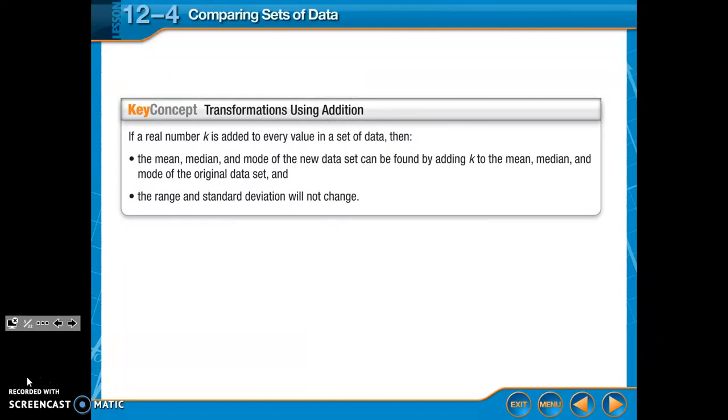Okay, so we want to talk about transformations using addition. So if a real number, let's say k, is added to every value in a set of data, that means that the mean, the median, and the mode of the new data set can be found by adding k to the mean, median, mode of the original data set, and the range and the standard deviation will not change.